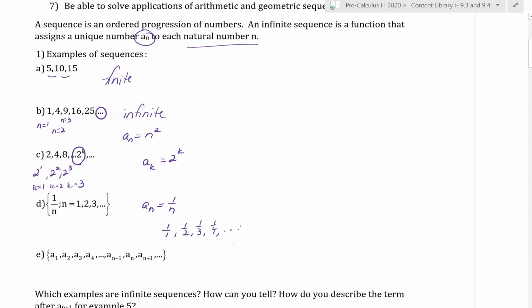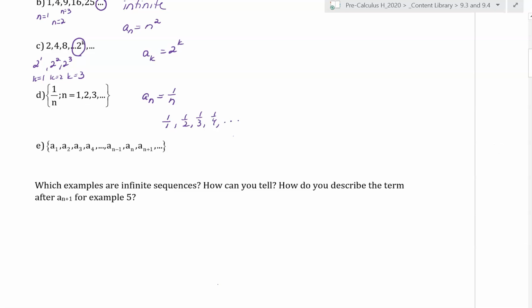It keeps going. So this notation for part E, we're describing the first term, a sub 1, the second term, a sub 2, etc. Notice the nth term is out here. So the term after the nth term would be the n plus 1 term. The term before the nth term would be the n minus 1 term. Here I asked you, how would you describe the term after a sub n plus 1? Well, we have the first term, the second term, the third term, etc. You could have the nth term. After that would be the n plus 1, the n plus 2, etc.